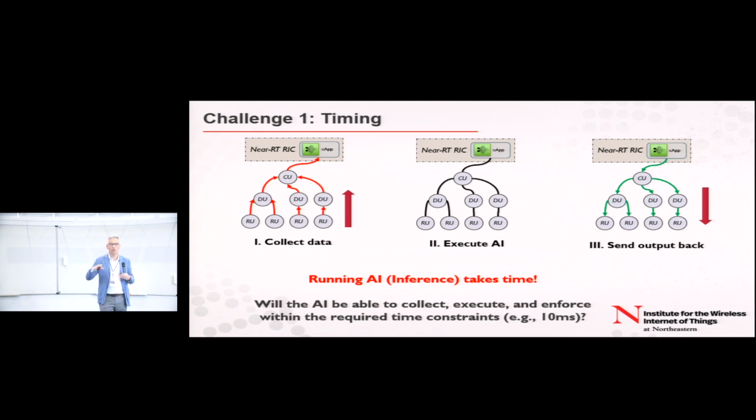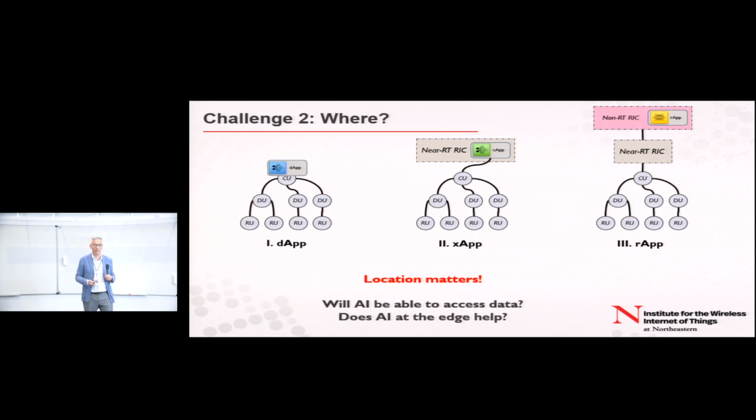So we need to be able to collect data, so observe the data that comes from the radio access network, execute the models, and then send the output back. So we need to understand whether the AI will be executed in a certain location of the network, will be able to close the loop in the right amount of time. We need to understand where to execute the AI.